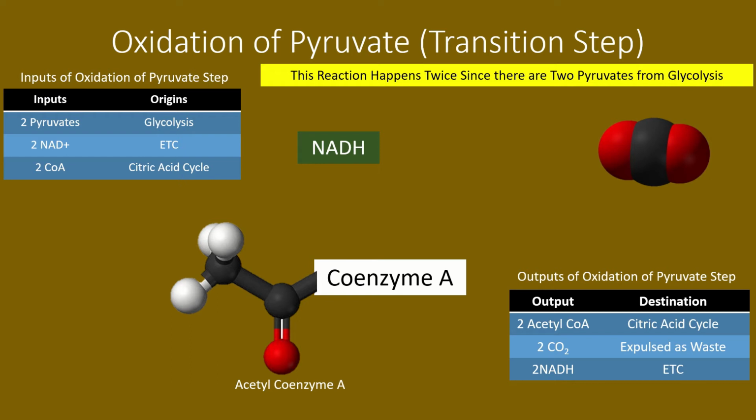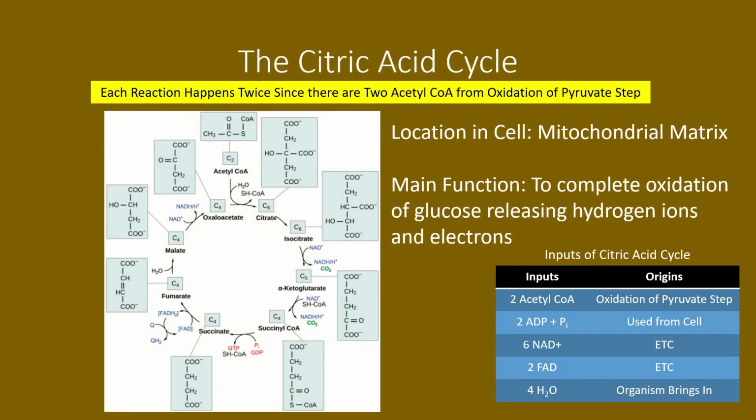So these are the outputs of the transition step. First are two acetyl coenzyme A's, which are now ready to go into the citric acid cycle of the mitochondrion. Two carbon dioxides, which are just expelled as waste products and are also the source of why you exhale carbon dioxide. And then two NADHs, which will go to the electron transport chain, which will be the topic of our next video. But before we do that, we need to complete energy harvesting by heading into the citric acid cycle.